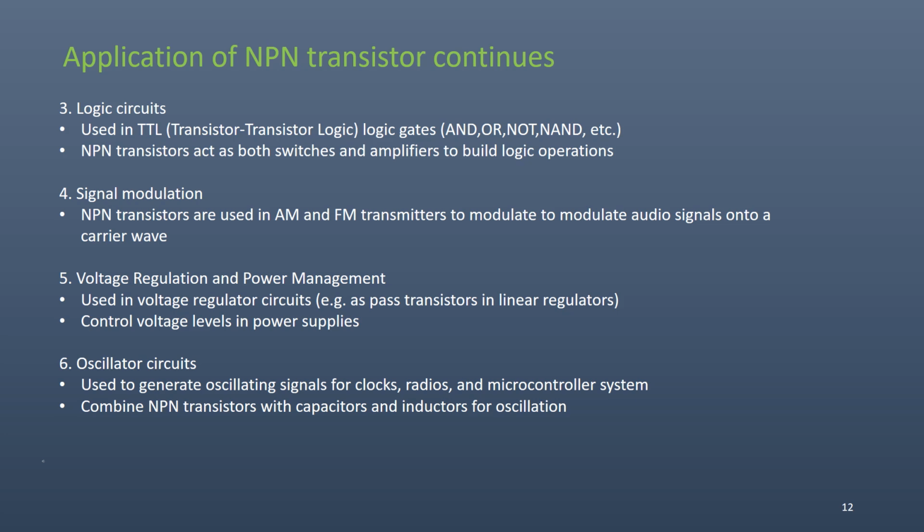Then we have voltage regulation and power management. It is used in voltage regulator circuits, such as pass transistors in linear regulators, to control voltage levels in power supplies. Then we have oscillator circuits, used to generate oscillation signals for clocks, radios, and microcontroller systems. They combine NPN transistors with capacitors and inductors for oscillation.